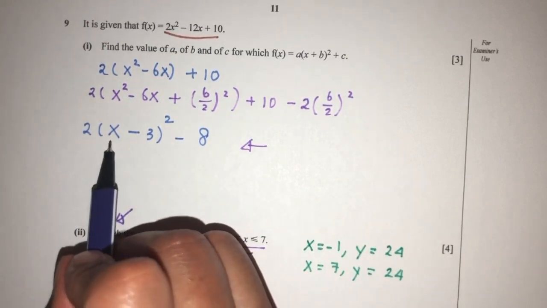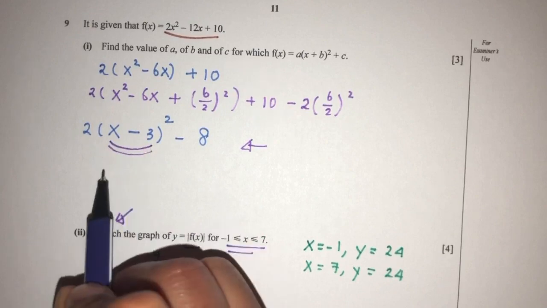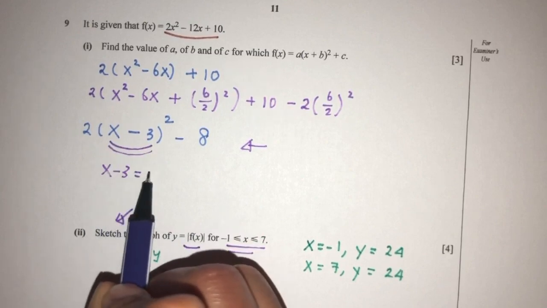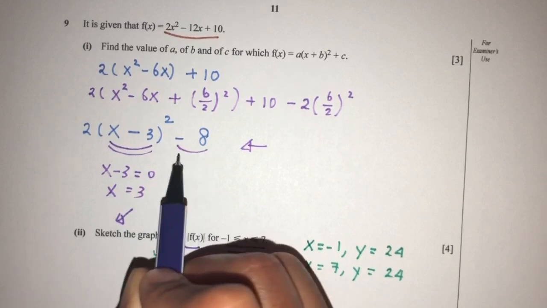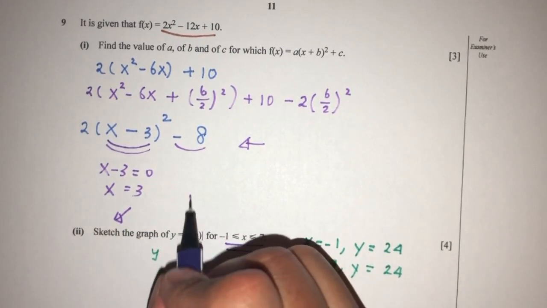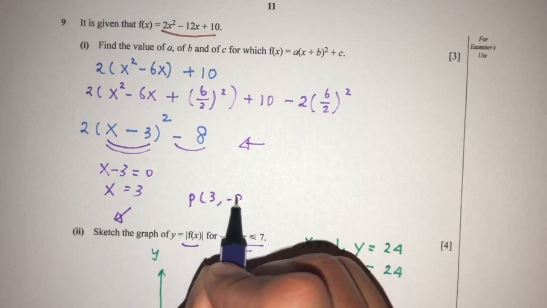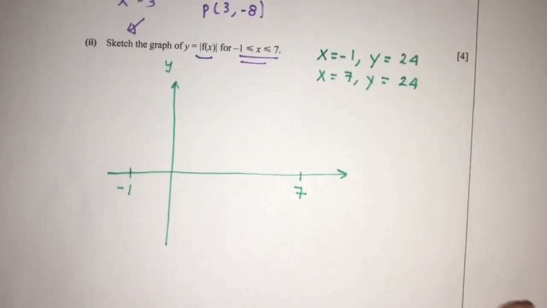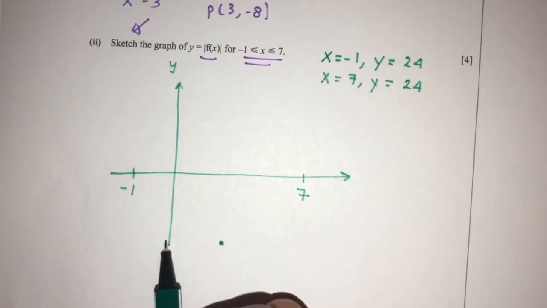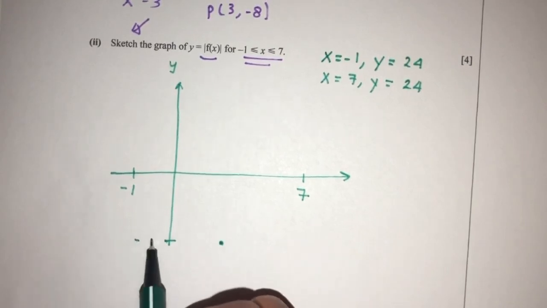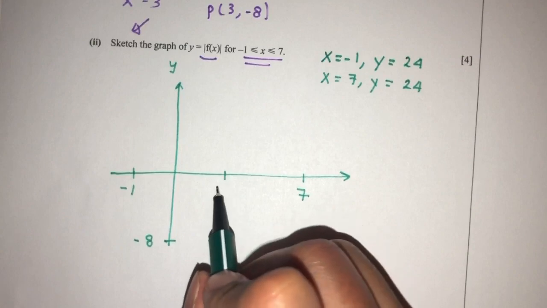So this value inside will be the value at which it occurs. Basically, x minus 3, equate that to 0, and that will give the value of 3. Now look at this value here, that will be the minimum value. So the point will be 3 and minus 8, at which we have a minimum value. The point will be somewhere right here. You have to show this is the point, minus 8 and 3.